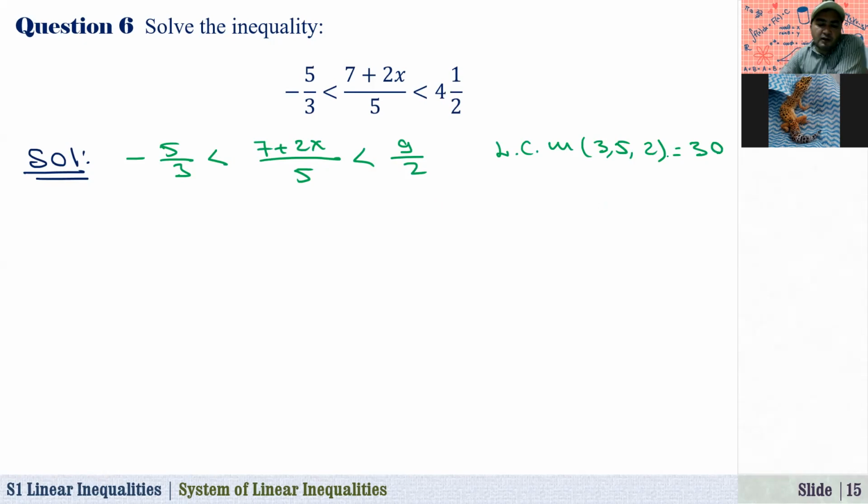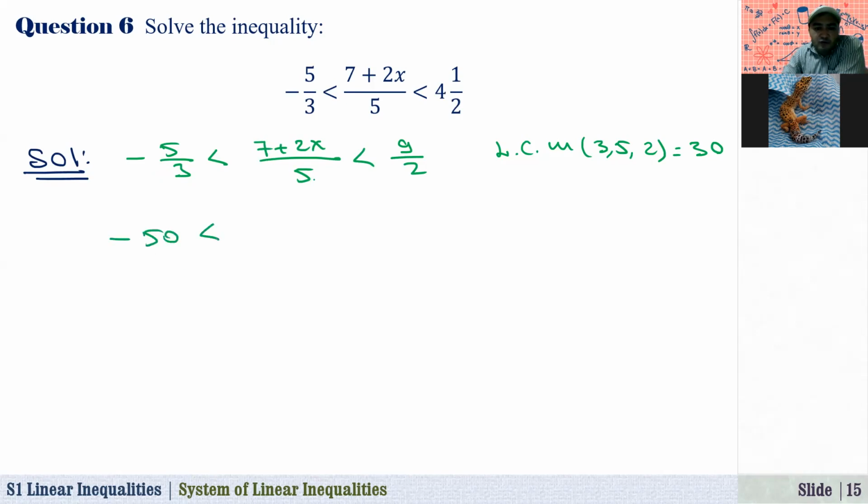So let me just multiply all sides of these inequalities by 30, because we know that if you multiply all sides by a positive number, it does not change the solution. That means that it will just produce an equivalent set of inequalities. If you multiply all sides by 30, 30 times minus 5 over 3, right? 30 over 3 is 10, times minus 5, it is minus 50. So here we have minus 50.